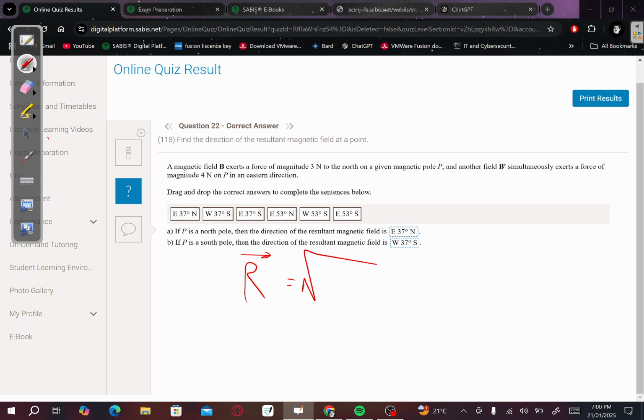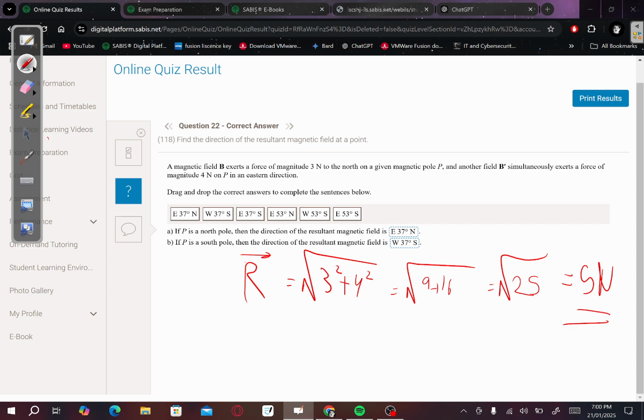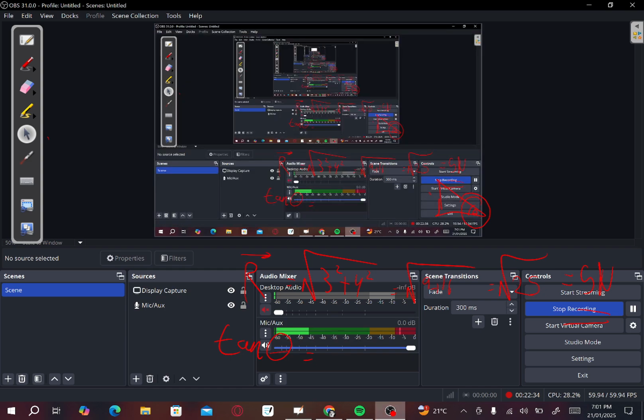So this is going to be root of 3 squared plus 4 squared, which equals root 9 plus 16, which equals radical 25, which equals 5 newtons. So the resultant force is 5 newtons. Now, you use the tangent to find the direction, because remember, this is going to be the angle of the resultant between the other forces here. This is theta. So tangent of theta is equal to the opposite, which is going to be, let me just get my calculator. Give me a second, because I need it.